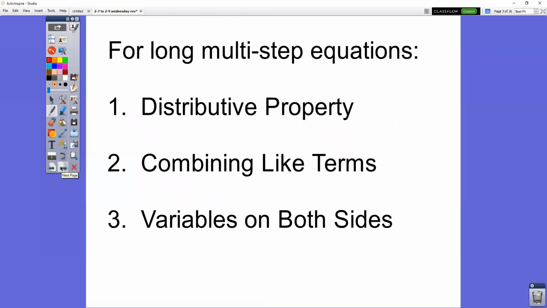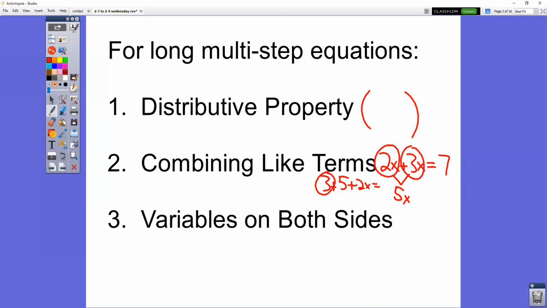For long multi-step equations, this is what I'm talking about with the 4 and 5-step equations. Remember that you have to follow this order. You have to do the distributive property first. Remember, the distributive property has parentheses, so you need to get rid of those parentheses first. Then combining like terms. Now remember, combining like terms are when letters are on the same side of the equal sign, where we can add those together. Or you might have plain numbers on the same side of the equal sign. If we had like this, where we had the 3 and the 5, we could add together the 3 and the 5 to be an 8.